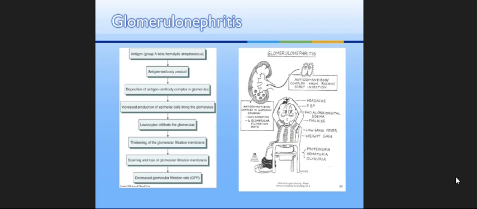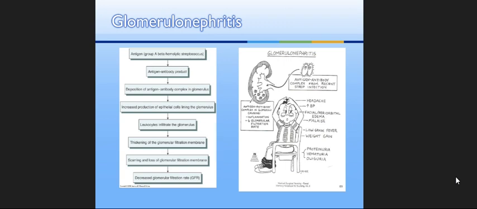Again, it is the pathophysiology. Antigen, let's say as an example, group A beta hemolytic streptococci. It leads to antigen-antibody product. It leads to deposition of antigen-antibody complex in the glomerulus. It is the pathologic etiology. So we have antigen-antibody complex in the glomerulus itself.